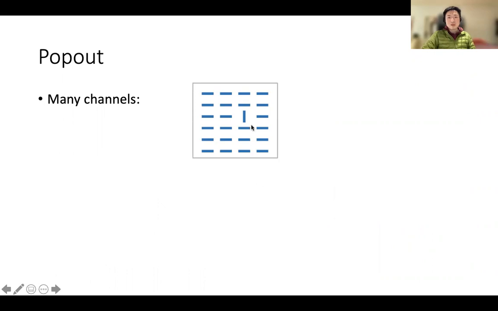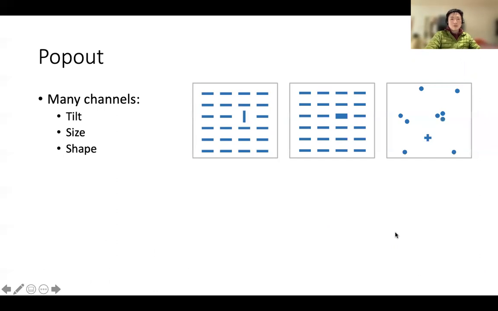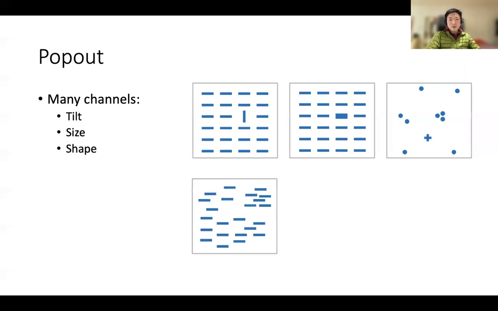So for example, we can easily see this is a vertical one and everything else is horizontal. And you can see this one is a bit thicker in terms of size. Shape is also a channel. And this one, can anyone see the difference? So this one is a bit harder to see. These ones are grouped closer together, whereas these ones are more spread out. So this one is a less obvious channel for the pop-out effect.